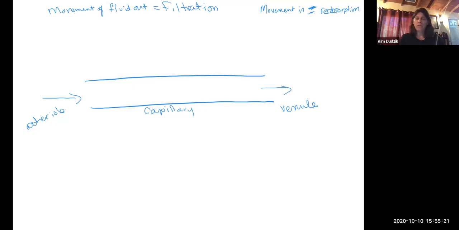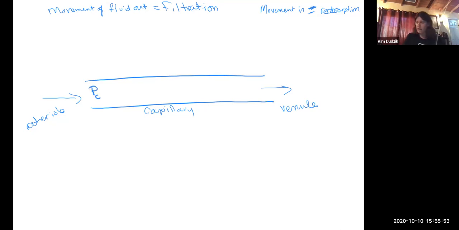Okay, so what we're going to do is look at the normal pressures of hydrostatic pressure and colloid osmotic pressure in the different areas. Remember we talked about pressure already. So way over in the aorta, we said the pressure was near 100. If you're using MAP, it's about 93. And then as it moves through the arterial system, it gets less and less because of resistance.